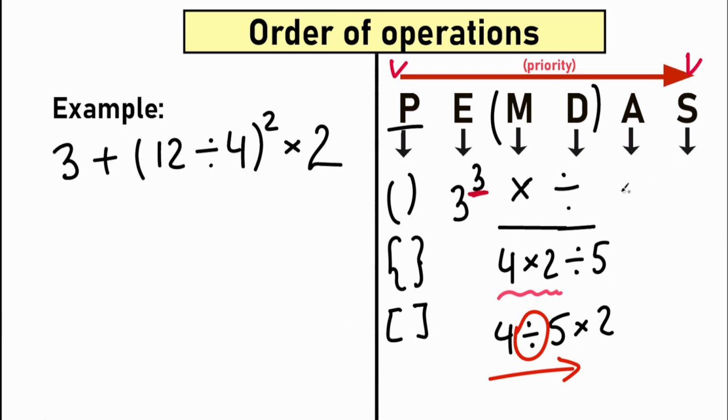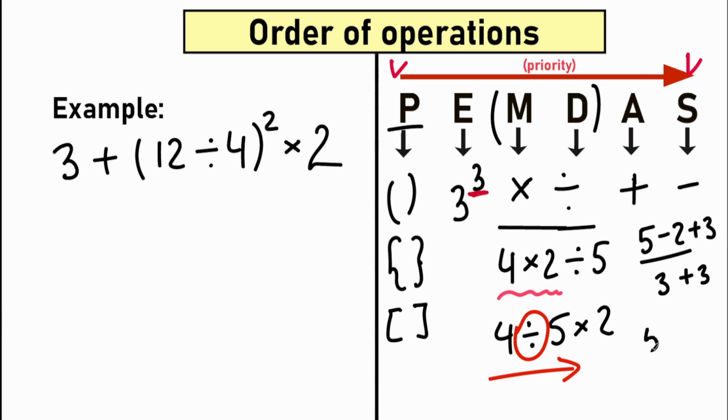The next step is addition and subtraction. So this is the easiest one. We can perform it from left to right, or from right to left, it doesn't matter, because we are talking about the same priority. When we have 5 minus 2 plus 3, we can go from left to right. We can solve it as 5 minus 2 at first, which is equal to 3, and then we have 3 plus 3, we have 6.